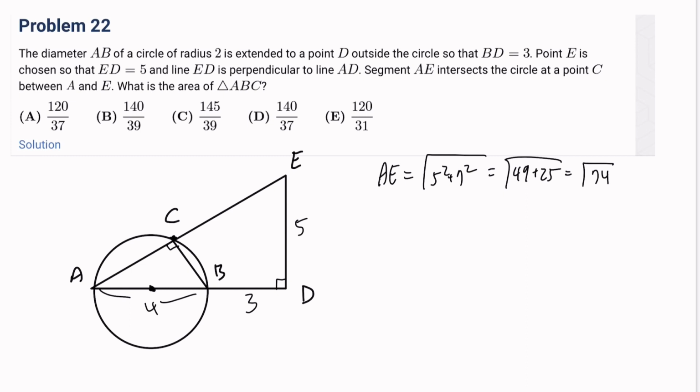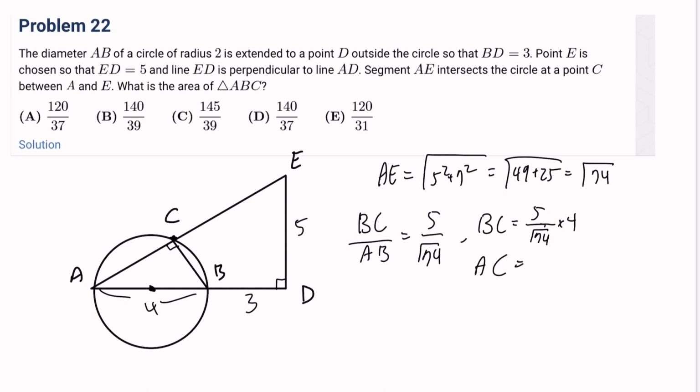And so what we want is the area of ABC. So BC over AB equals 5 over the hypotenuse, root 74. So BC equals 5 over root 74 times AB, which is 4, right? And same for AC. AC equals 7 over root 74 times 4. So BC is 20 over root 74, and AC is 28 over root 74, right?